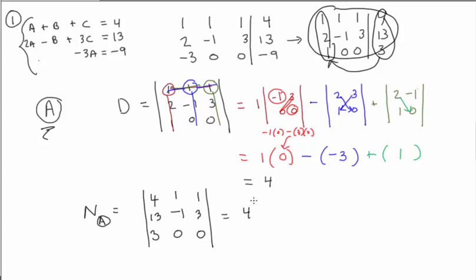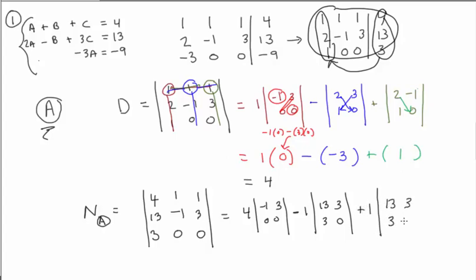So I have 4 times negative 1, 3, 0, 0 determinant minus 1 times 13, 3, 3, 0. Now I'm fouling this up because this should be, no, I'm not. This is good. Finally, plus 1, 13, 3, 3. Oh, crud. Now I messed it up. This is 13. This is a negative 1. This is a 3. And this would again be 0. There we go.